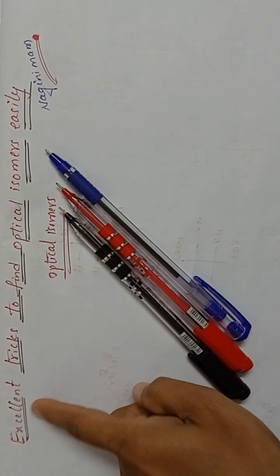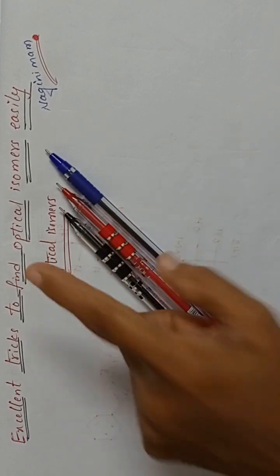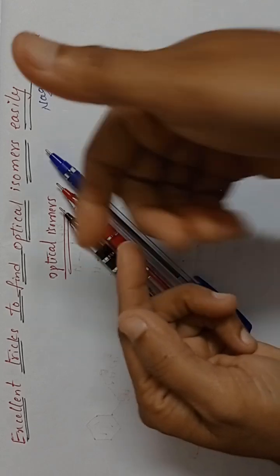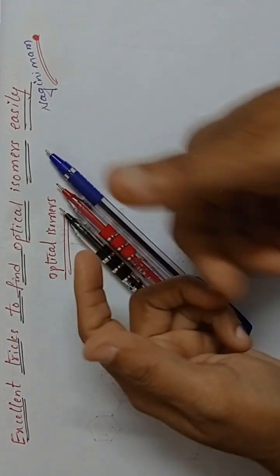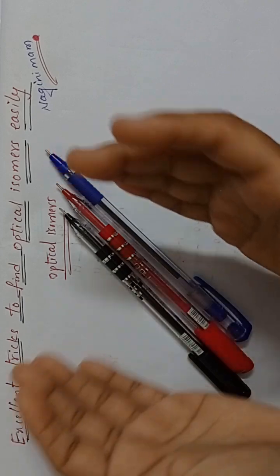In this section, I am discussing excellent tricks to find optical isomers easily. I am discussing optically active isomers, how to find optically inactive isomers, and how to find total optical isomers, how to calculate them. So, I am giving the best tricks, students.